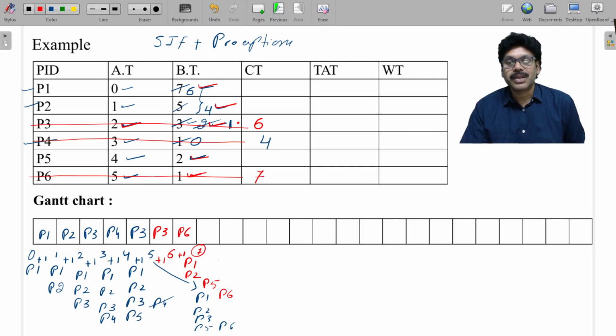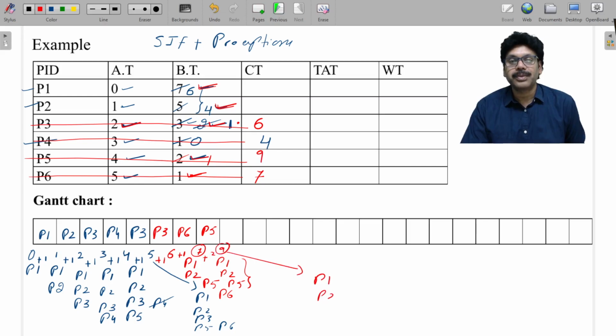Now the rest of the processes in the queue are P1, P2 and P5. Among these 3, which has the lowest burst time? It is the lowest burst time compared to the other 2. Therefore, you can give it directly its time. So process P5, 2 units of time directly you can give, because that is the shortest. By 9 it is completed.